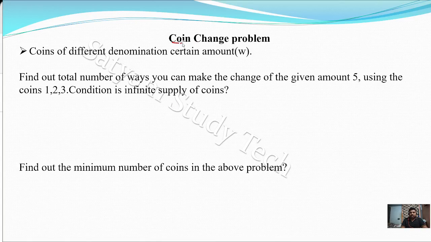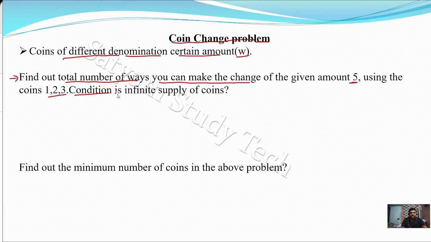Today's topic is the coin change problem using the dynamic programming approach. So, coins of different denominations and a certain amount W. This is the example problem: find out the total number of ways you can make change for a given amount, that is 5, using the coins 1, 2, 3.